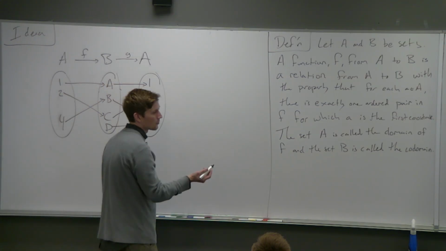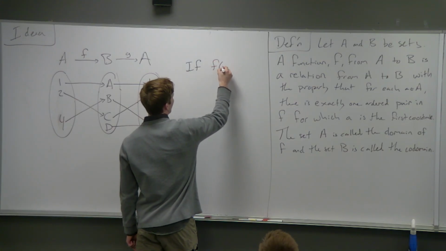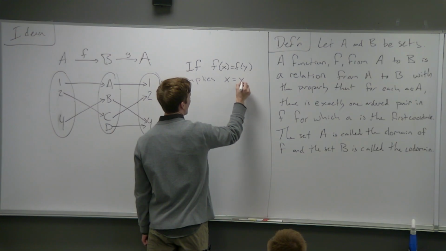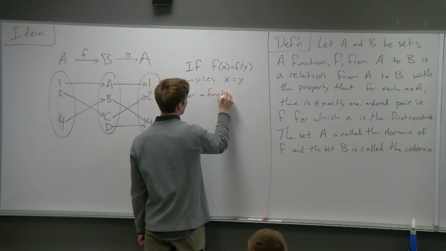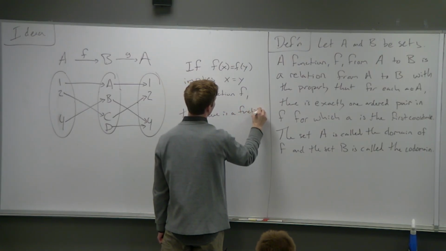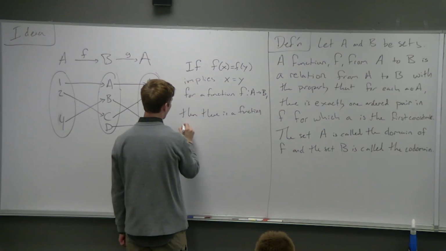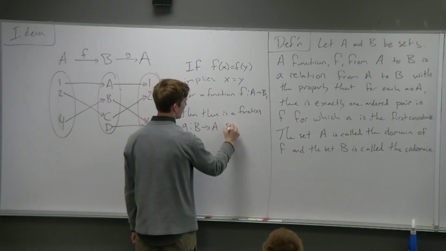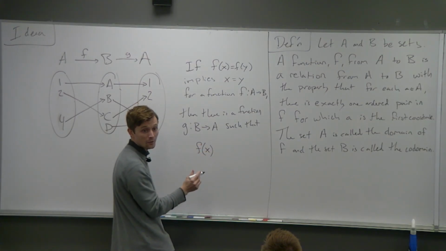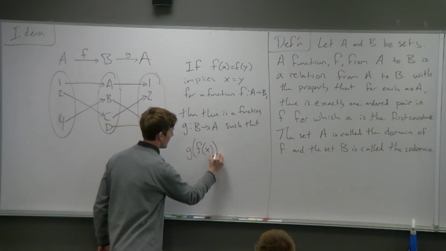That is, if you want to write it in regular function notation that you're probably used to, if f of x equals f of y implies x equals y for a function f from A to B, then there is a function g from B to A, such that, well, I take f, I punch an x through it, then I take the result and map it back to A, and I get x.